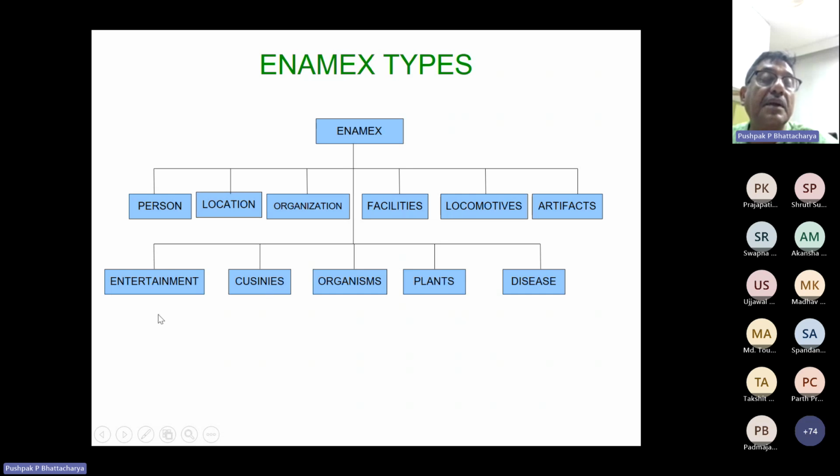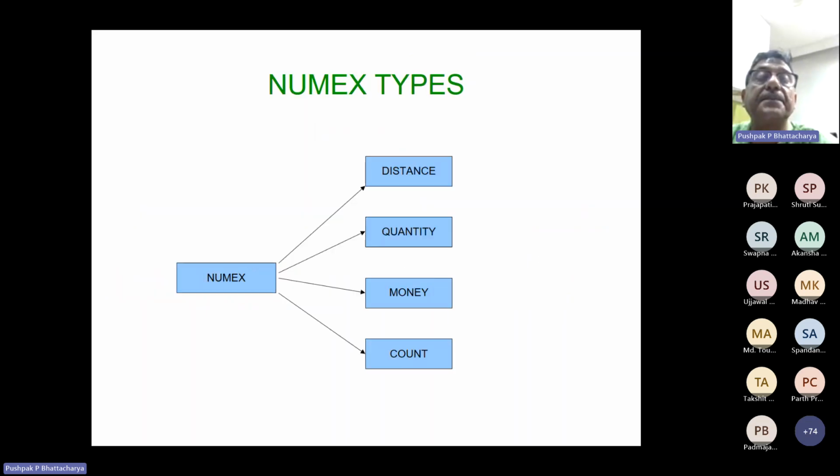Cuisines, dosa, for example. Entertainment, name of some movie. Disease, name of some disease. Names of plants. Names of facilities, Mahatma Gandhi Road, okay, or Vivekananda Vyayamshala. Locomotives, names of vehicles, trains, planes, artifacts, the name of some instrument, for example, let's say oscilloscope, Siemens oscilloscope. So these are the categories under ENAMEX. It captures most of the important names associated with life's processes.